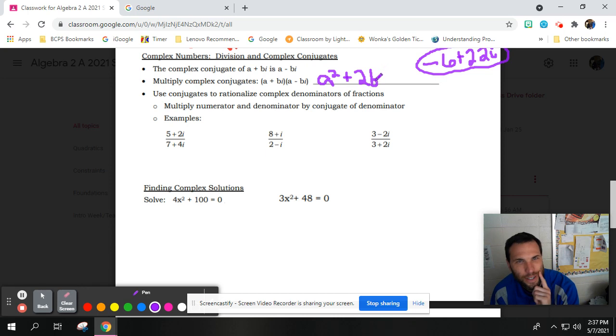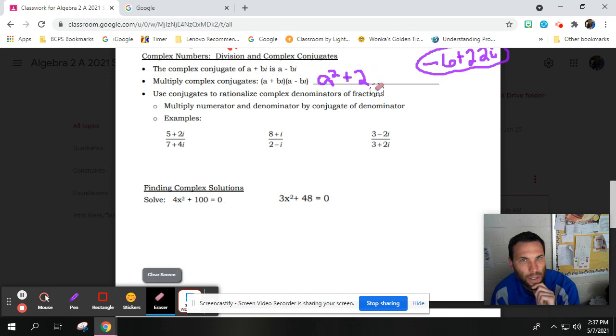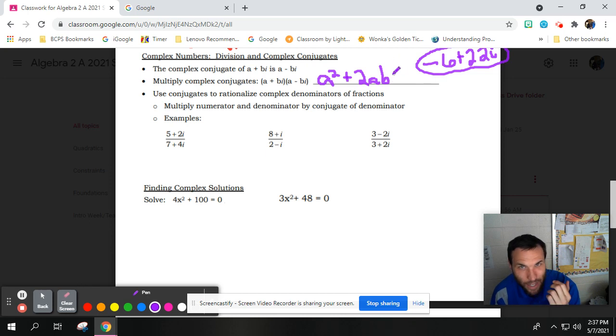It's a times bi, which is abi, so it's 2ab, and then bi squared, but i squared is going to be negative 1. So it's going to follow this pattern.